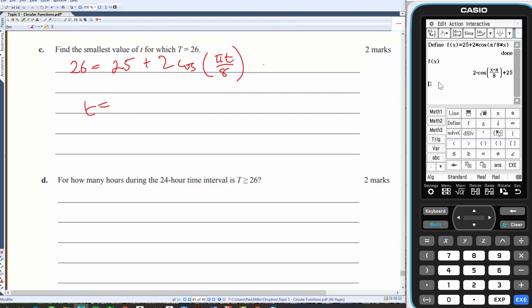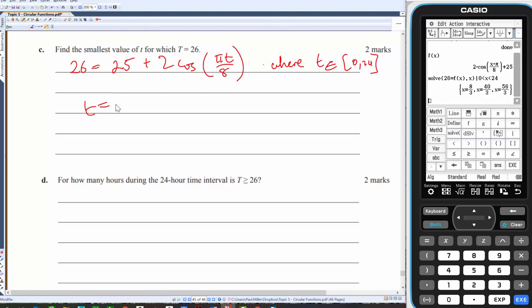Okay, so now what we're going to do is say solve 26 equals f of x. So when is the function equal to 26? Over the domain 0 less than x less than 24. It's going to be a couple of times. So let's do this properly, and we're going to say where t is an element from, I think, 0 to 24 according to the original definition. So t equals 8 on 3, 40 on 3, 56 on 3.